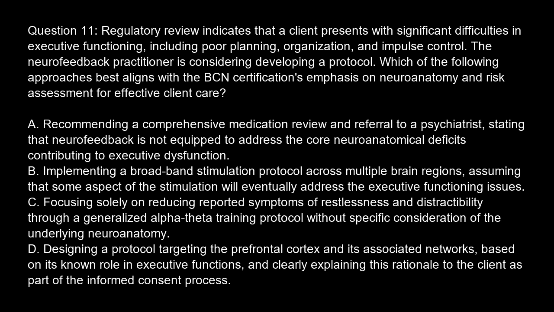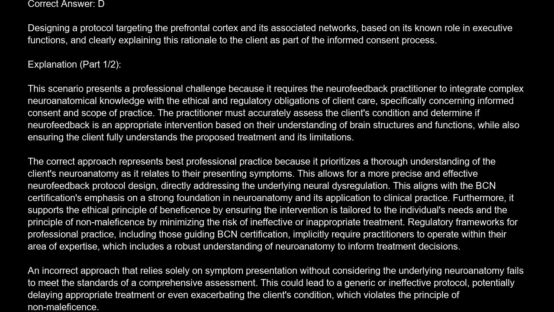Option B. Implementing a broadband stimulation protocol across multiple brain regions, assuming that some aspect of the stimulation will eventually address the executive functioning issues. Option C. Focusing solely on reducing reported symptoms of restlessness and distractibility through a generalized alpha-theta training protocol without specific consideration of the underlying neuroanatomy. Option D. Designing a protocol targeting the prefrontal cortex and its associated networks based on its known role in executive functions and clearly explaining this rationale to the client as part of the informed consent process. The correct answer is D.